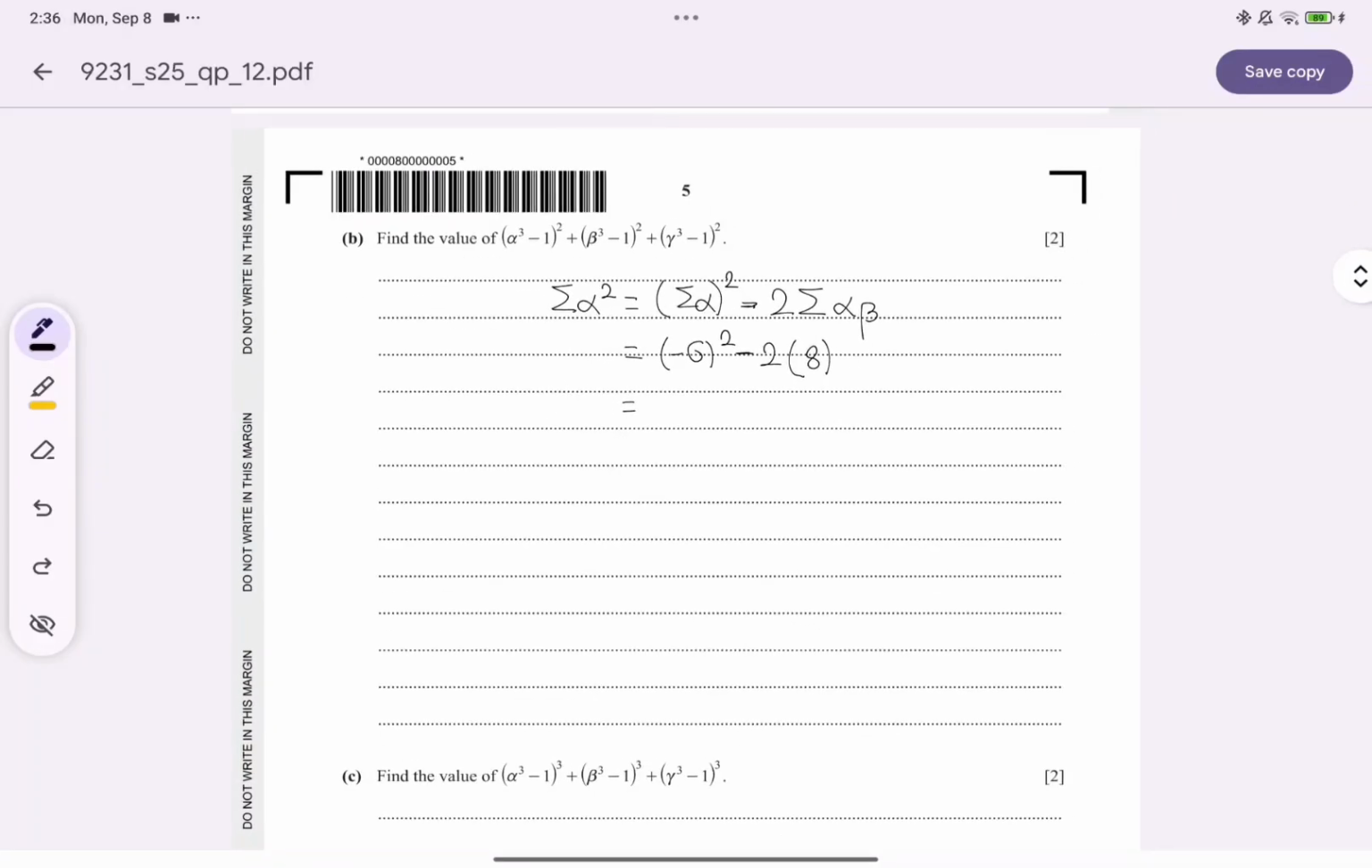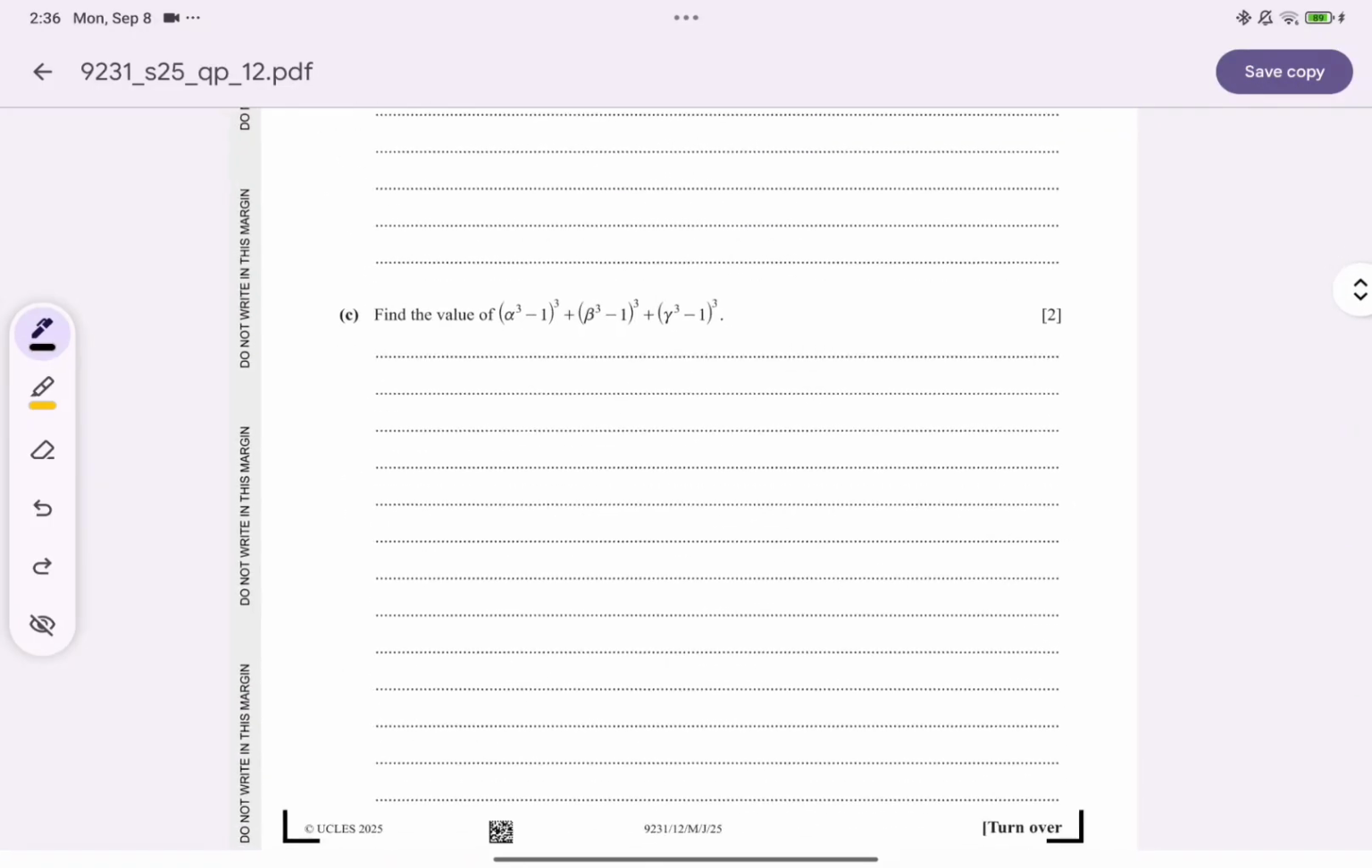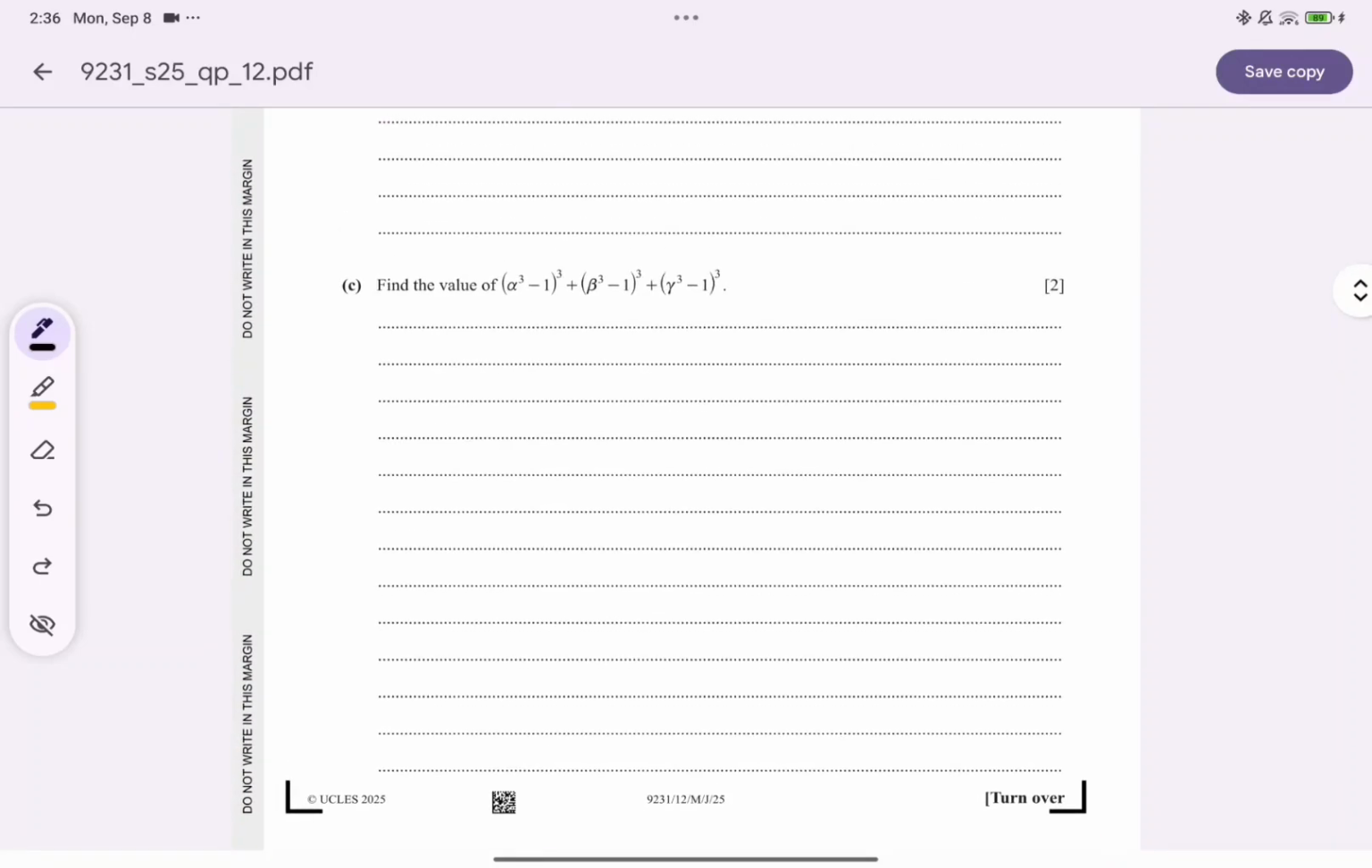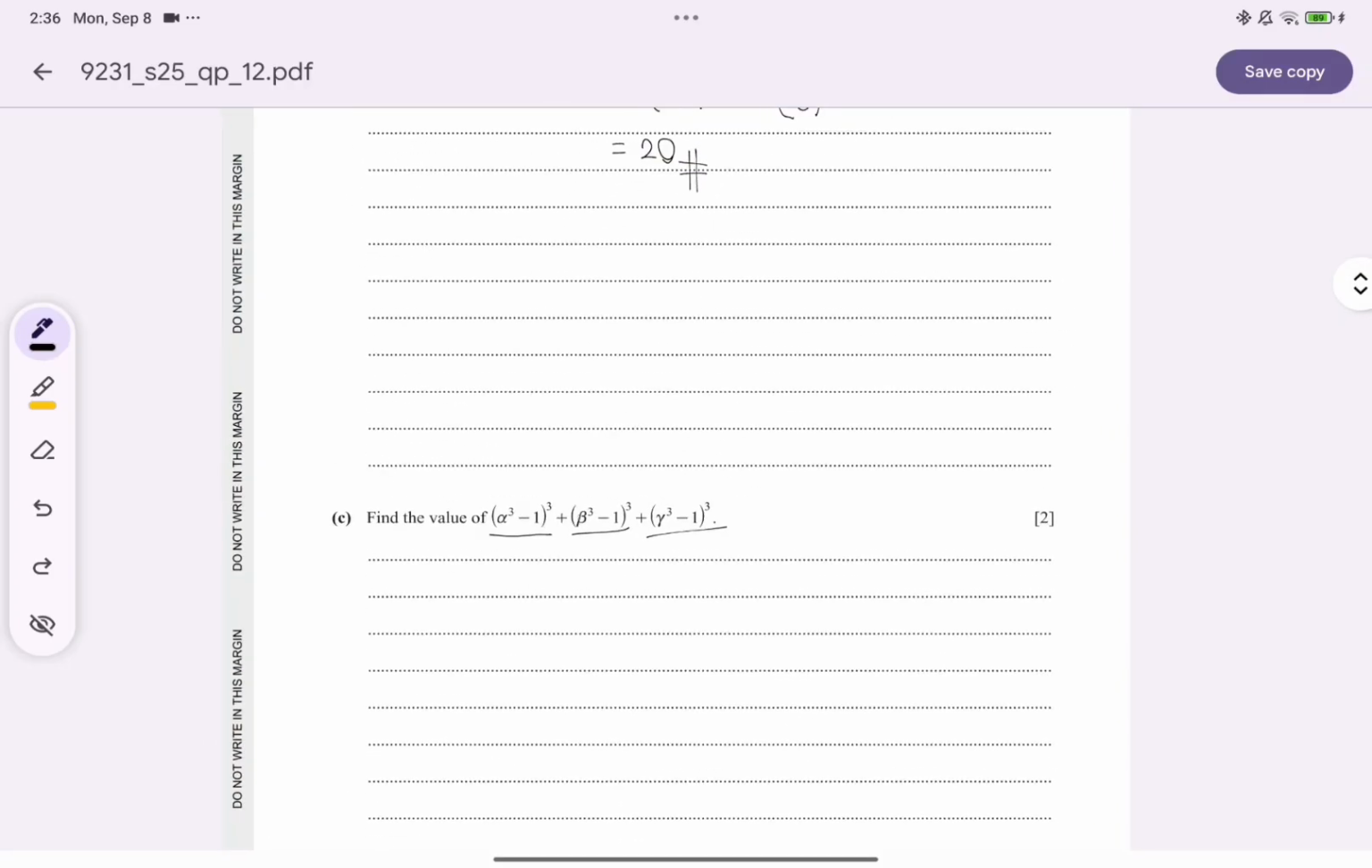You will get 20 as your answer. So this is our final answer for this part. Let's head on to the next question. Okay, so here we're going to have to find the value of the roots cubed this time, the sum of the cubes of the roots, whatever you want to call it. That's the best way I can express it.